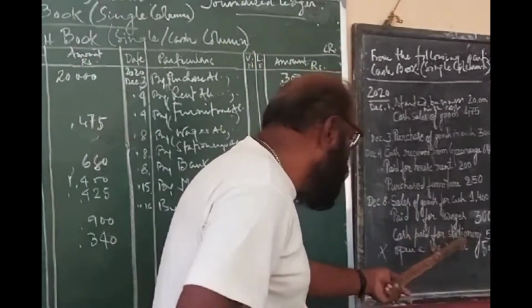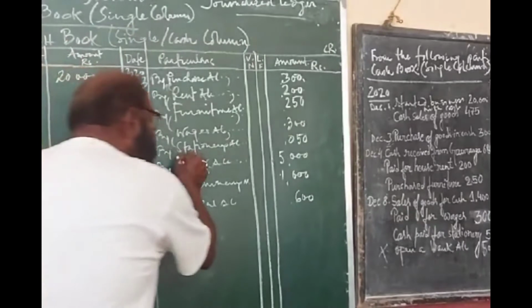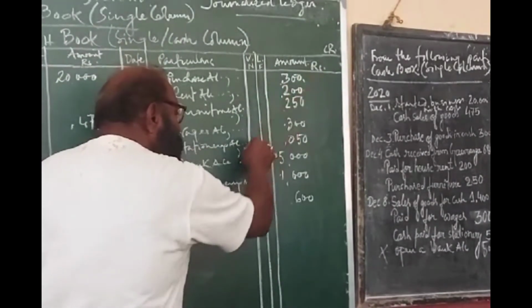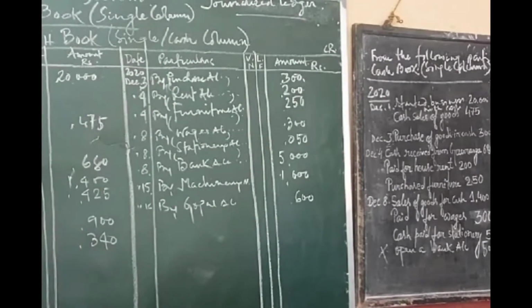Cash paid for stationery. So stationery account debit to cash. In the cash book it is credited, so stationery debit to cash. On the credit side we have written by stationery, and in the stationery account it should be 2 cash. Clear?